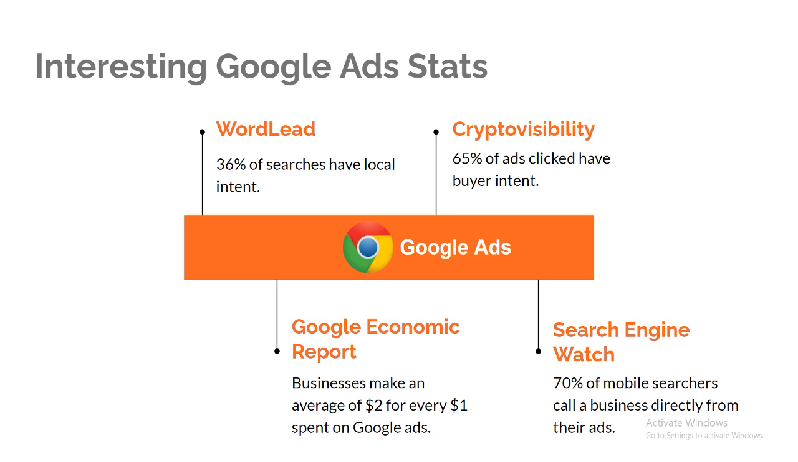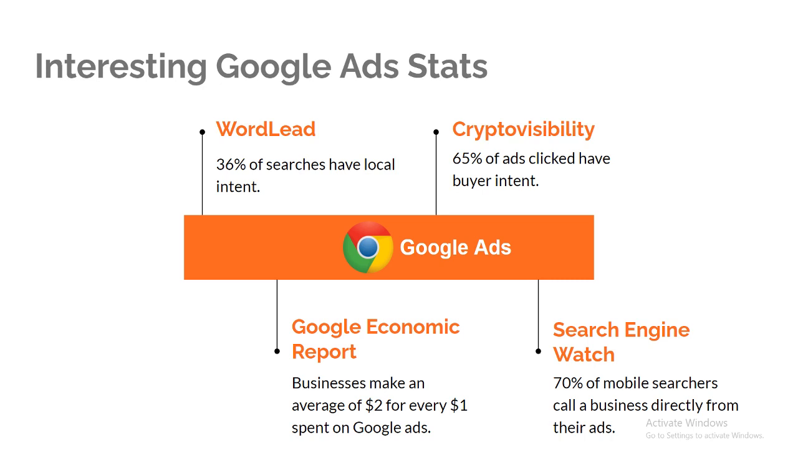According to WordLead, 36% of searches have local intent. This is 36% of all searches done on Google. Think of billions and billions of searches on Google, and 36% of those searches are local. Now, 65% of ads clicked have buyer intent, right? Also, businesses make an average of $2 for every $1 spent on Google Ads.